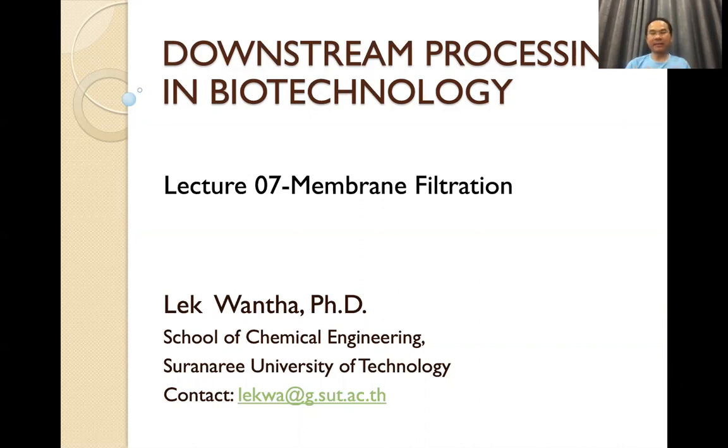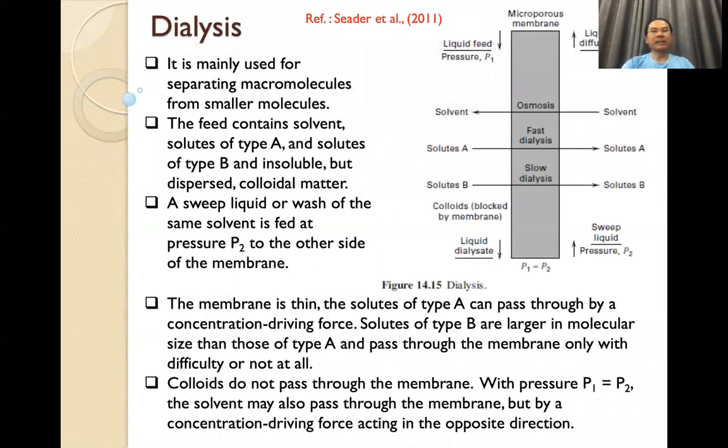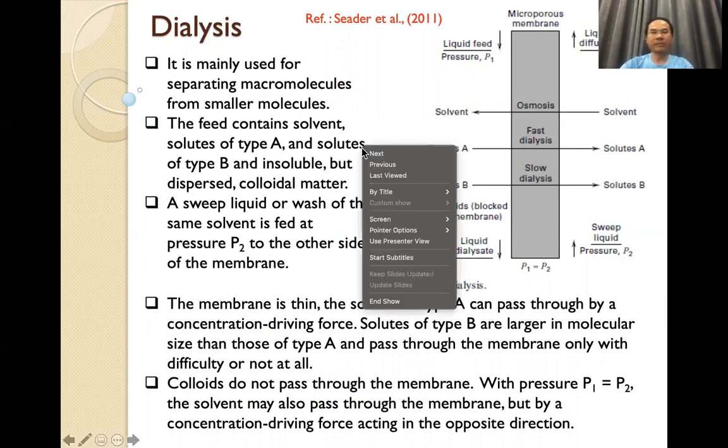This lecture is the last section of membrane filtration, which we will consider on dialysis. Dialysis is one of the membrane filtration processes in a specific case. Mostly we use dialysis for the artificial kidney, to purify the blood or separate uric acid and urea from the blood. They mainly use it for separating macromolecules from smaller molecules.